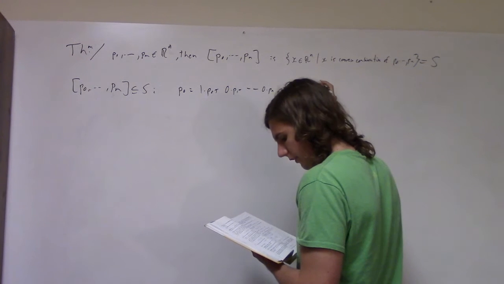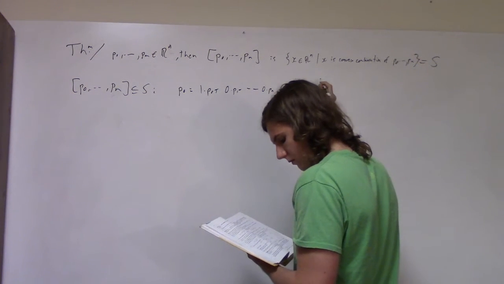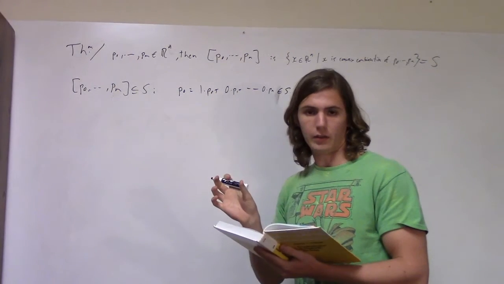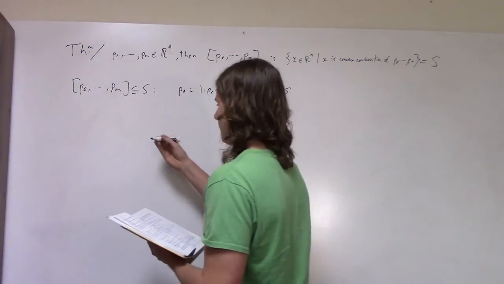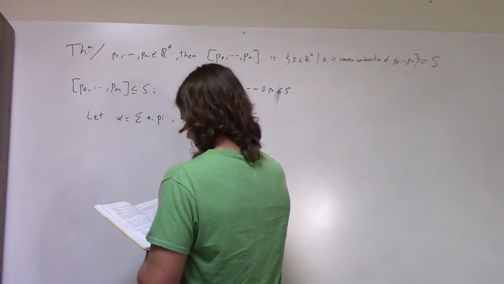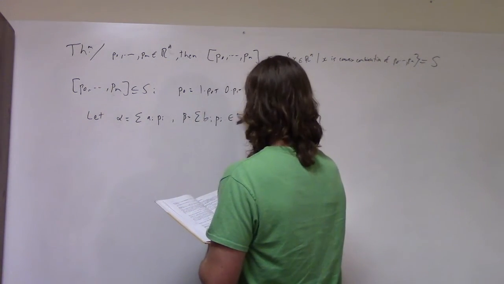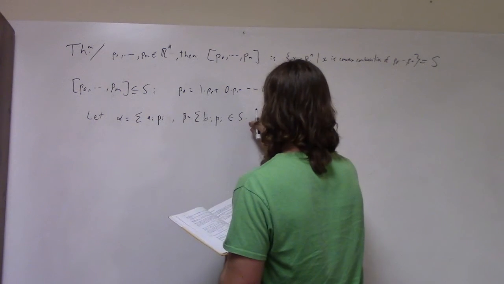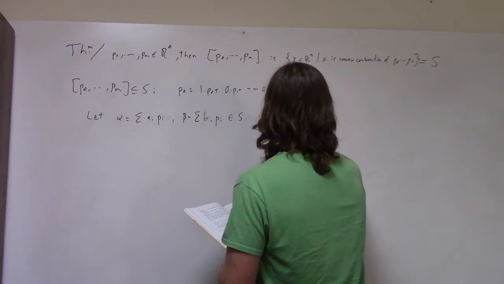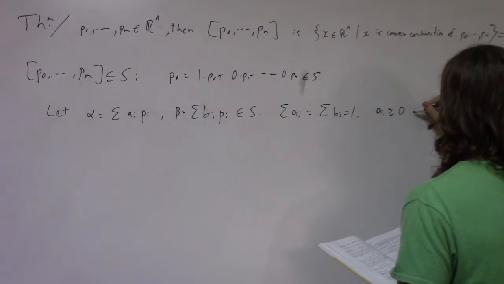Now to show that S is convex, we're taking two elements of S and showing that the segment between them is contained in S. So let alpha equal the sum of a_i times p_i, beta equal the sum of b_i times p_i, both of which are in S. Since they're convex combinations, the sums are equal to 1, and each of these coefficients is greater than or equal to 0.